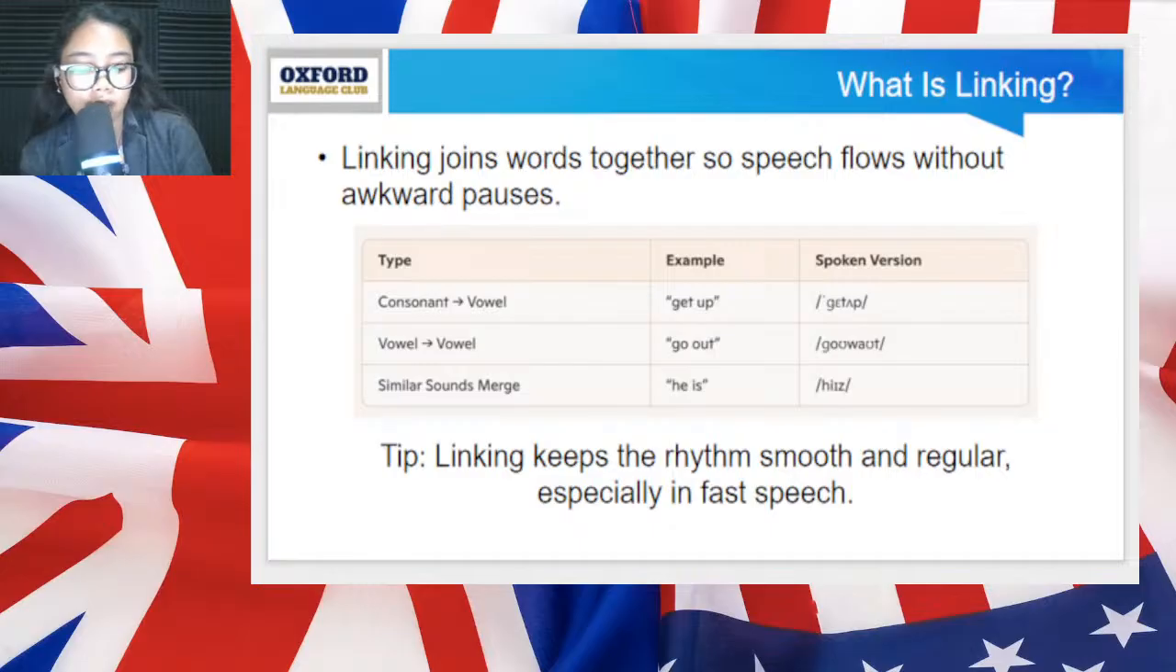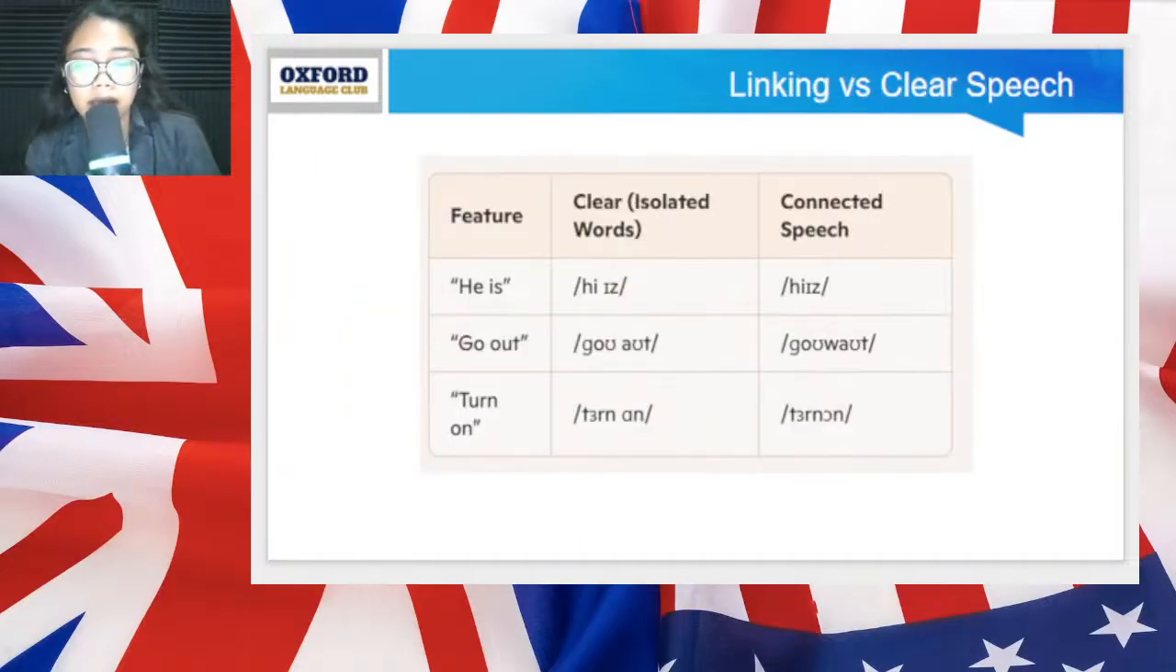So now let's move on. All right, now that we have had a truly in-depth exploration of what linking is and its three main types, consonant to vowel, vowel to vowel, and similar sounds merging, let's solidify our understanding with a very practical comparison. Take a look at this next slide, which is titled "Linking versus Clear Speech". This table provides a fantastic visual and, not just visual, but auditory guide, because there's an IPA transcription there. It shows you exactly how words change when they move from being spoken in isolation to being part of a smooth connected stream of conversation.